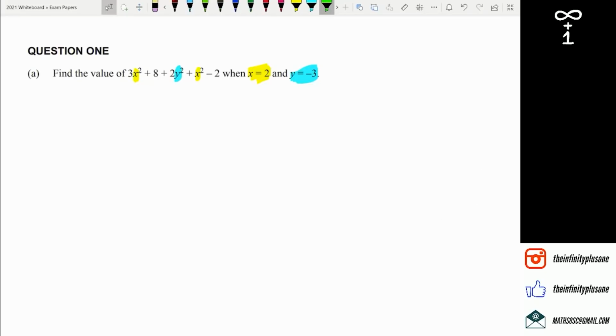So in saying that, let's replace all the x's and y's. We're going to get 3 times 2 squared plus 8, plus 2 times negative 3 squared, plus 2 squared minus 2. The only thing you need to be careful about is this part right here, minus 3 squared, which ends up being positive 9.